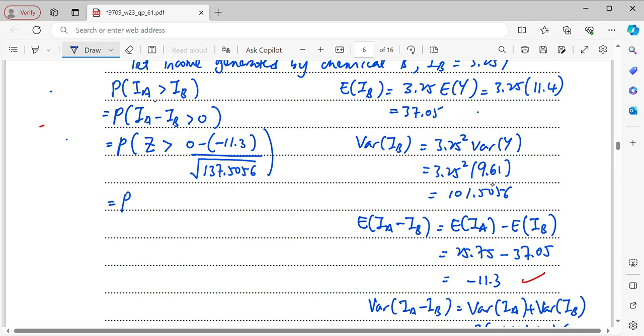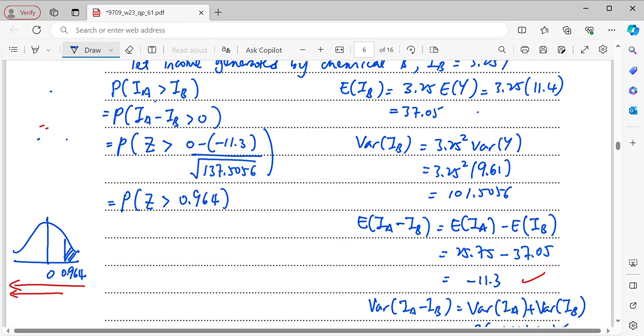Then from here, it's going to be Z more than 0.964. Okay, so when Z is more than 0.964, let's say I refer to the graph. This is 0.964 and the region is towards the right side. So from here, I know that it's going to be total regions minus P(Z less than 0.964). So here I will write equals to 1 minus P(Z less than 0.964).